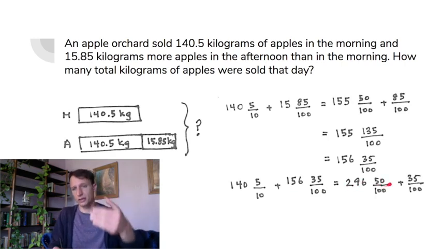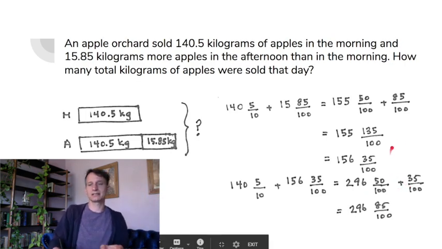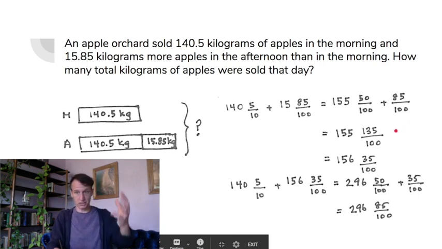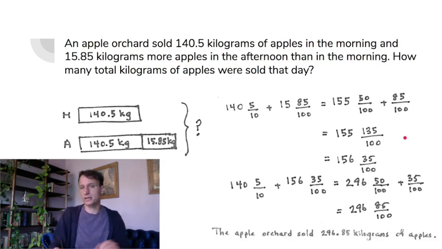50 hundredths, 35 hundredths. Oh, okay, all right, that's pretty straightforward at least. Total of 85 hundredths, so 296 and 85 hundredths, because we don't have to decompose anything out of there. Then all we need is a happy little statement, because that is our answer, right? That's morning plus afternoon, saying, hey, that apple orchard there sold, putting it back in decimal form, 296 and 85 hundredths kilograms of apples.